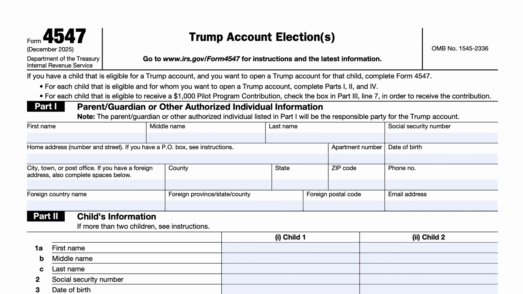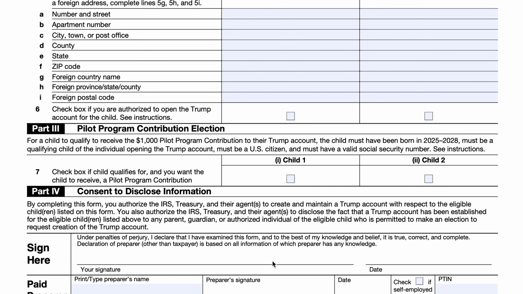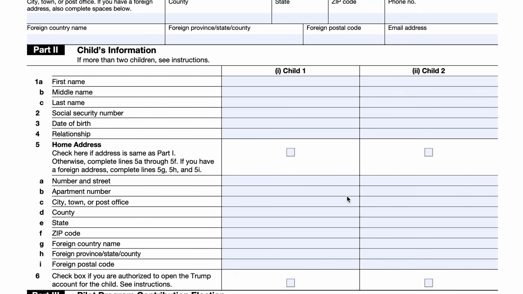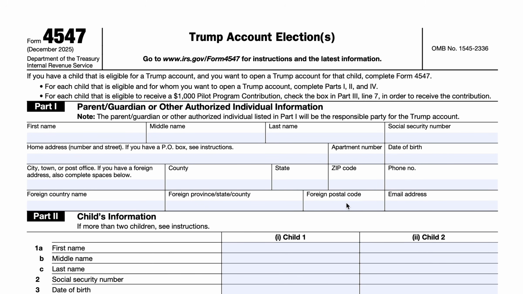So what we're going to do is go over the tax form. It's pretty straightforward. It's one page that has 4 parts to it. But before we get into the meat of that, we're going to talk a little bit more about the Trump accounts themselves. So what is a Trump account?